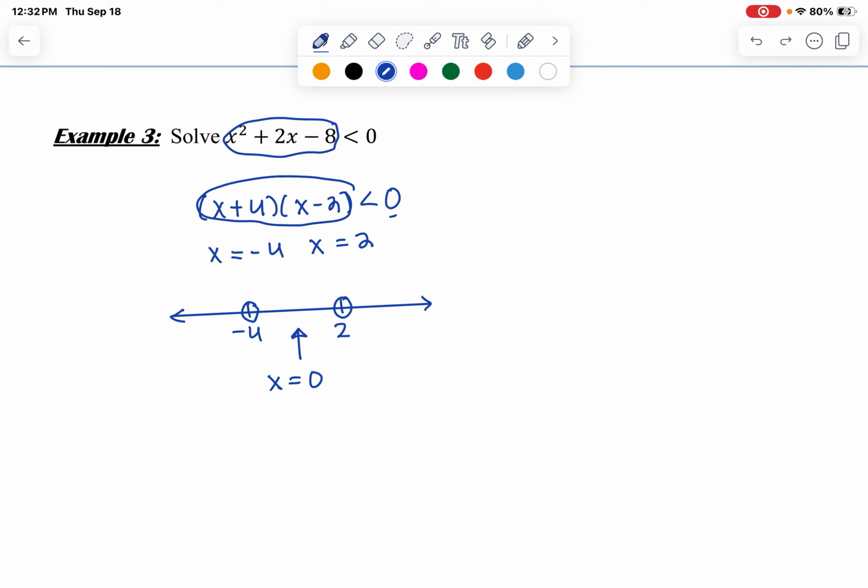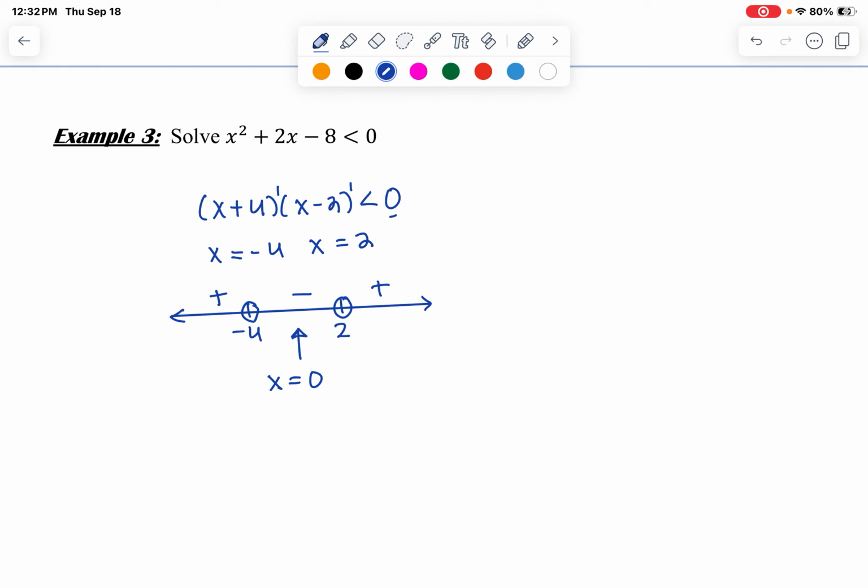I'm going to plug it into the factored form because it's easier for my brain. If I plug in 0, I get 4 times -2, which is a negative. So this is negative. And now I'm going to use that shortcut to get the other two signs. You're going to look at the multiplicities. The multiplicities are both odd. So to jump over the 2, you're going to change the sign if it's odd. To jump over the 4, you're going to change the sign if it's odd.